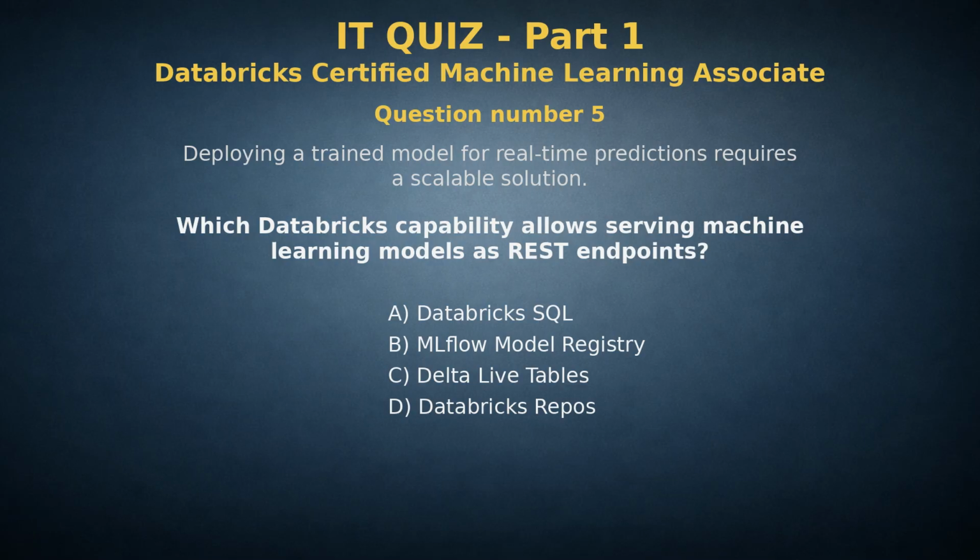A. Databricks SQL. B. MLflow Model Registry. C. Delta Live Tables. D. Databricks Repos. The answer for question 5 is B. MLflow Model Registry. MLflow Model Registry manages model versions and enables deployment of models as REST endpoints for real-time predictions.